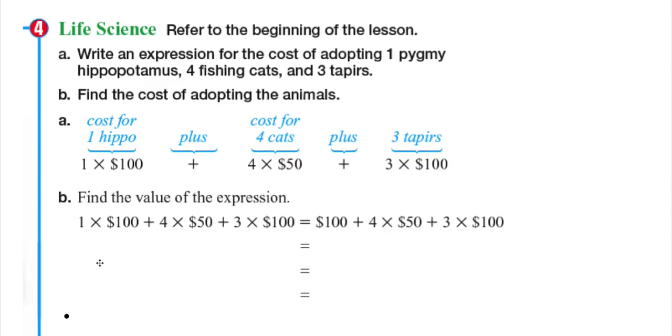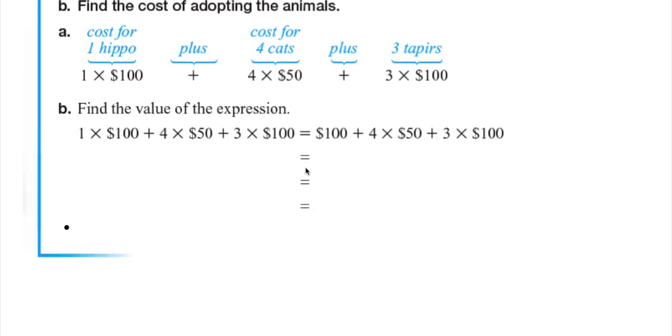Let's do it step by step. So 1 times 100 will give you 100 right there. Then we simply copy 4 times 50 and 3 times 100. Then we do 4 times 50. Next, our order of operations. We bring down the 100. That becomes 200 plus 3 times 100. And we bring down and we multiply 3 times 100. That will give us 300.